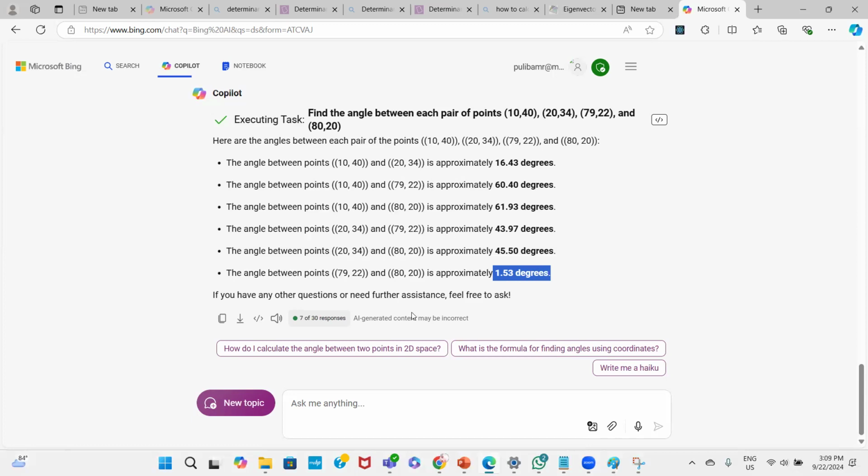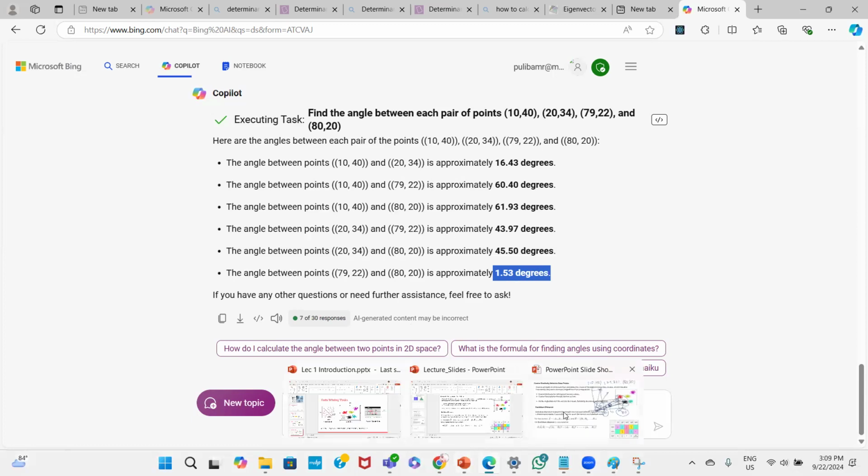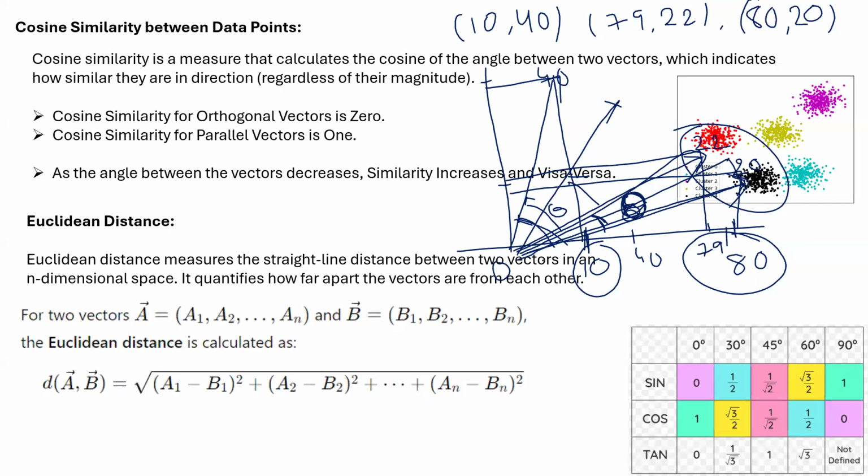That is how cosine angle, or cos theta, can be used to find the similarity between points. Make sense now? Have you understood what cosine similarity is and how it measures the similarity between two points?